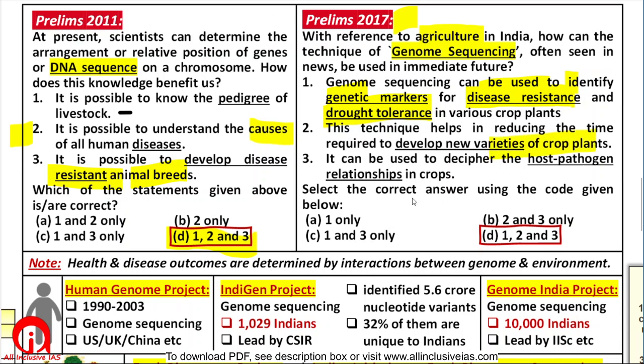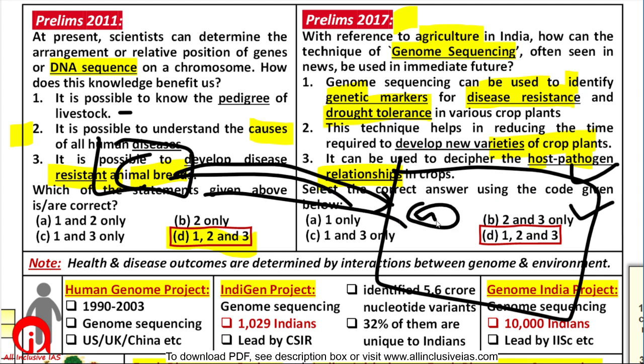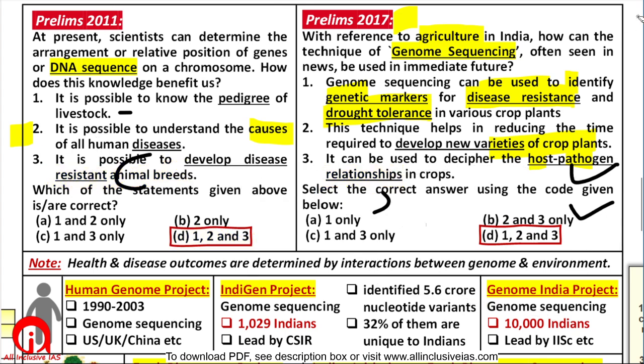It can be used to decipher the host-pathogen relationship. I explained to you with the example of HIV and coronavirus. Here the host is the human genome. Humans are the host, and that virus, AIDS or coronavirus, is the pathogen. So how are they interacting? What is the relationship between them due to a particular gene? That we are able to study. So the third sentence is also correct.